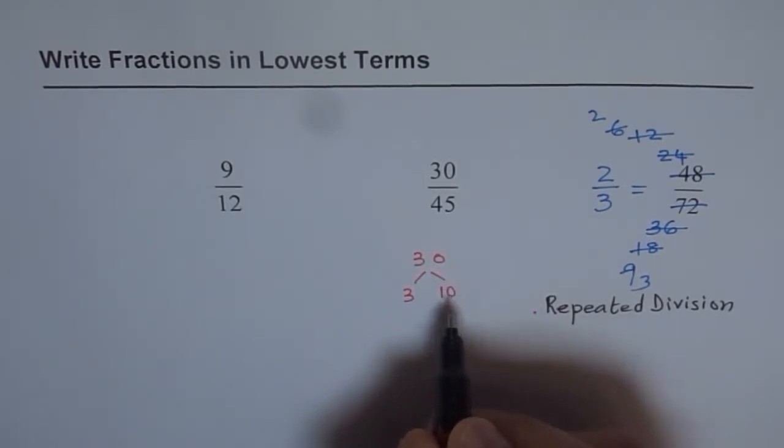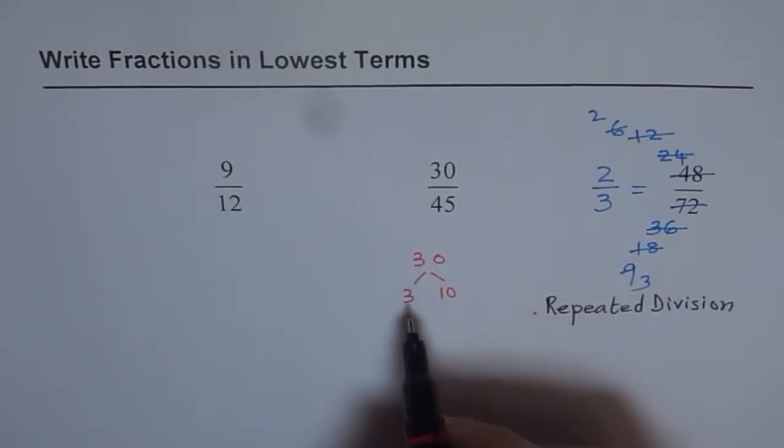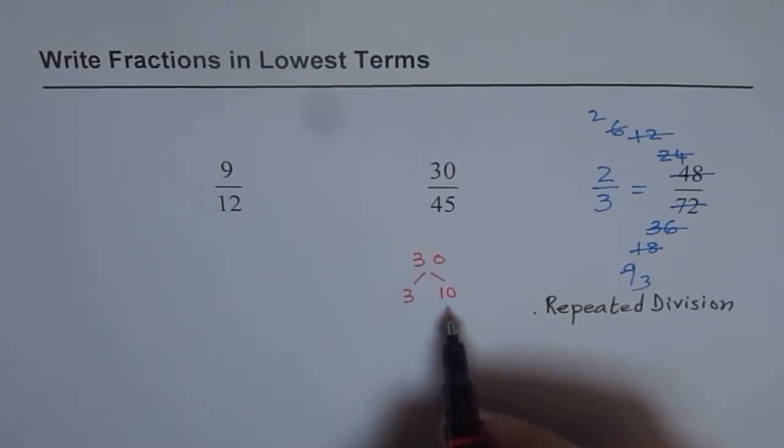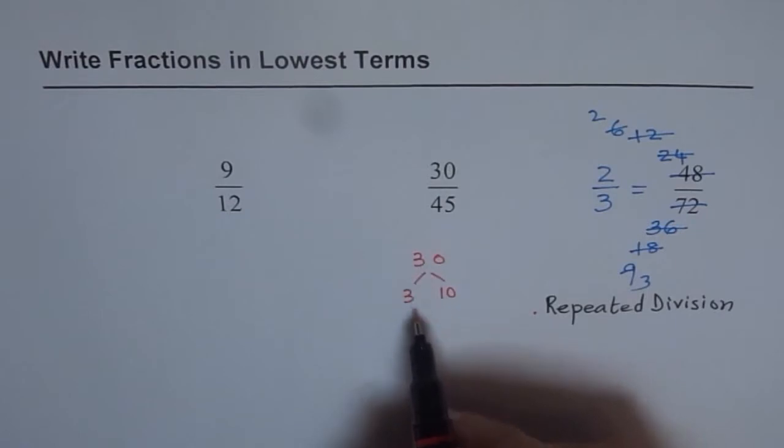Now 3 and 10 are factors of 30. When you multiply 3 and 10, you get 30. That is what we mean by factors. And 30 is product of 3 and 10. The two terms, product and factors, are related, correct? So we say 3 and 10 are factors of 30, or 30 is product of 3 and 10.